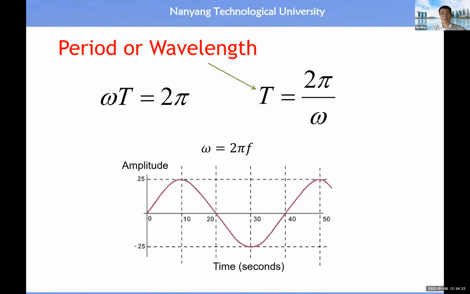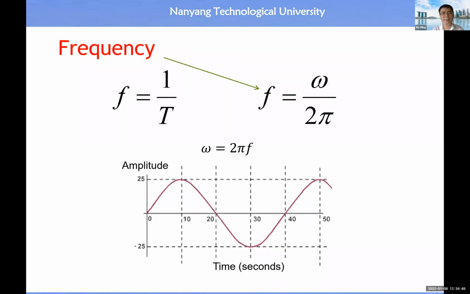Then here you see what the period is. 1 over f is equal to the period, and f equals omega divided by 2 pi, because omega equals 2 pi f. Then 1 over f is 2 pi divided by omega, quite straightforward. And this also equals the wavelength of the vibration signal. And then frequency: omega equals 2 pi f, so f equals omega divided by 2 pi, quite straightforward.